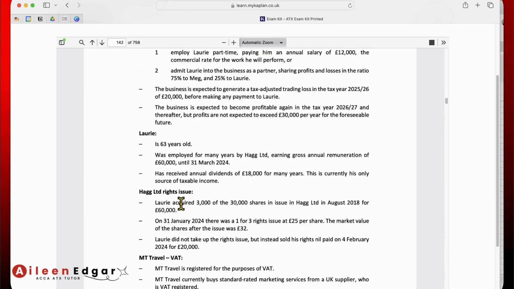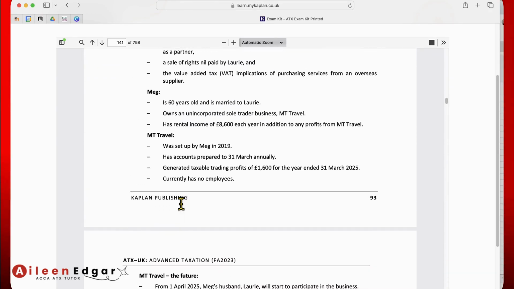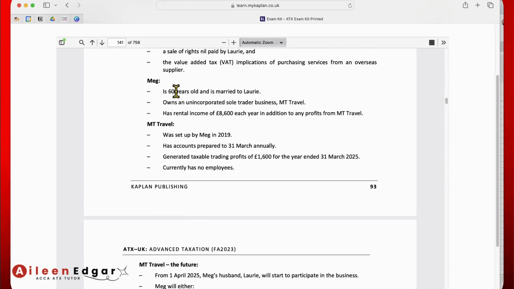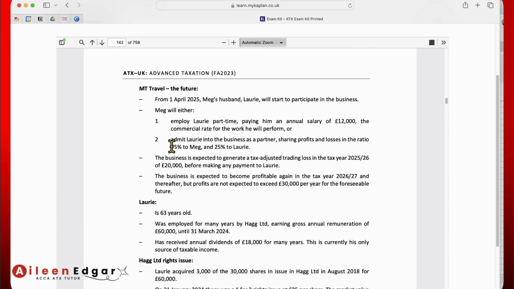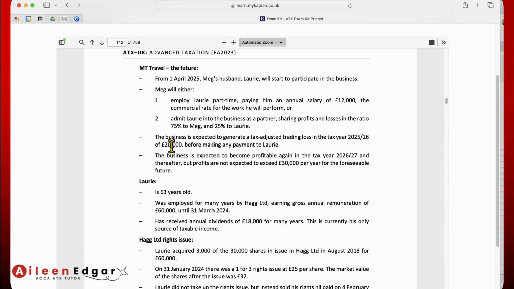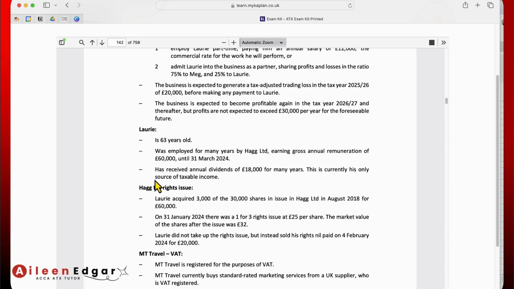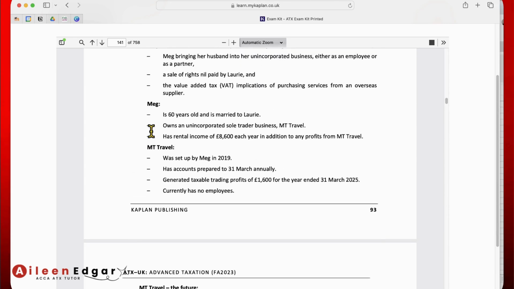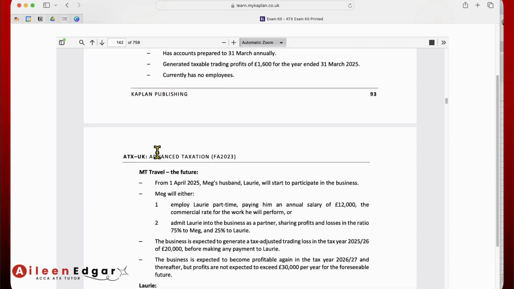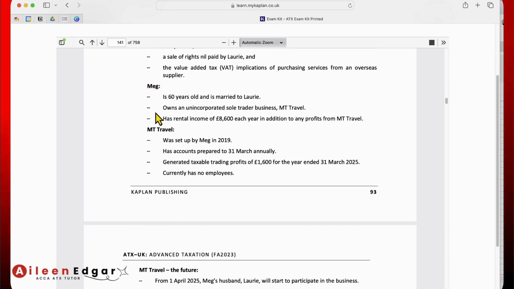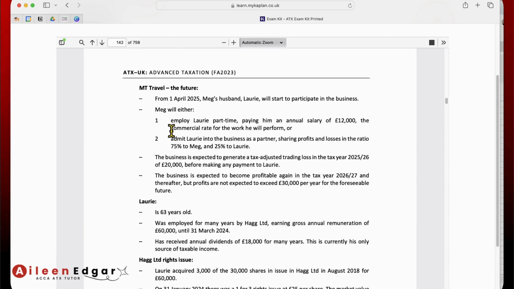And then if we jump into the more detailed information, which will be sitting in an exhibit on the left hand side of your screen, you'll see that you've got different headings. Now they might have split the exhibits up here. You might have had an exhibit with the rights issue information and the VAT separately. You might have had one that was all about Laurie and one that was all about Meg and MT travel. But however it's split up, they more often than not will use headings to split up the information as well.